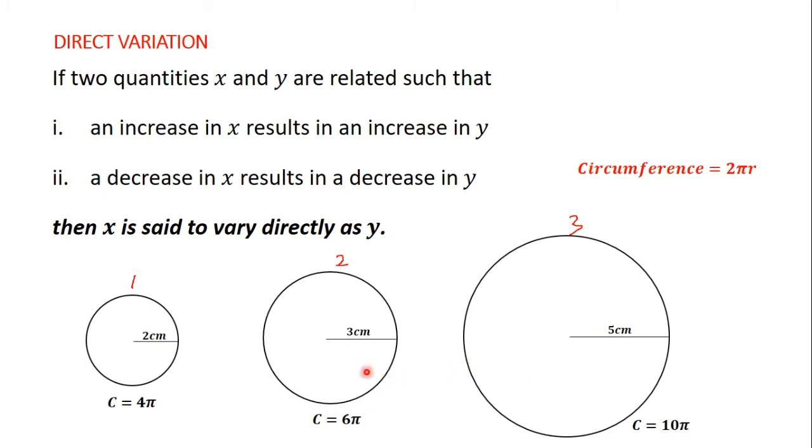Such a relationship is what we refer to as direct variation. An increase in one quantity causes an increase in the other quantity, and a decrease in one quantity also causes a decrease in the other quantity. When you have that, then we say that the two quantities are in a direct variation. So here, we can say that x varies directly as y.